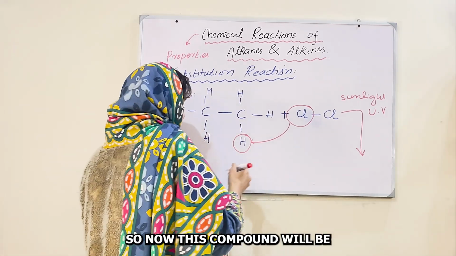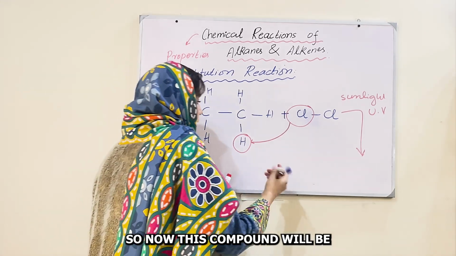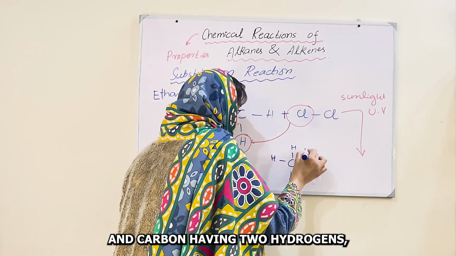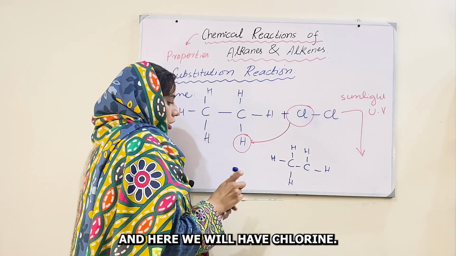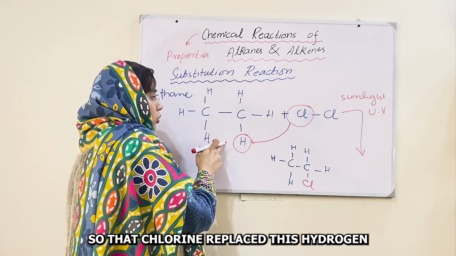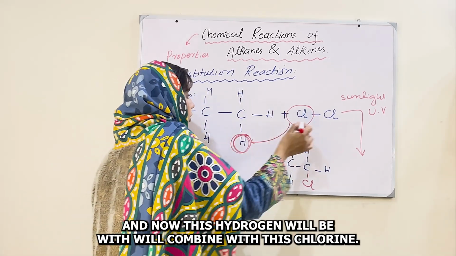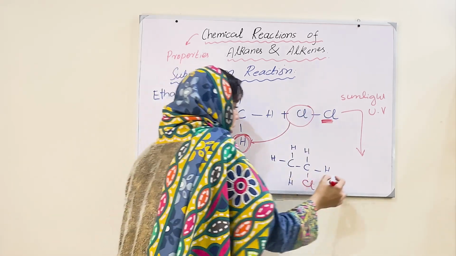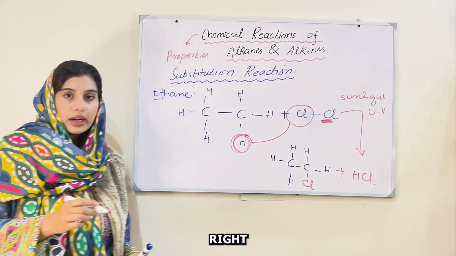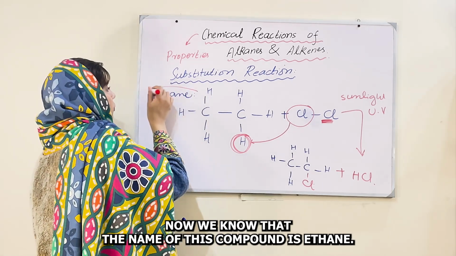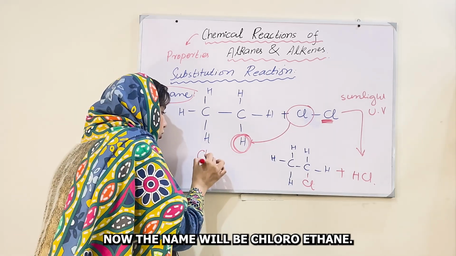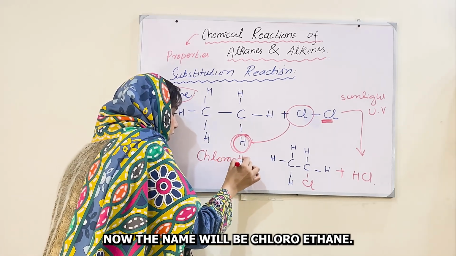So now this compound will be carbon having 3 hydrogens, another carbon having 2 hydrogens, and here we will have chlorine. So that chlorine replaced this hydrogen, and now this hydrogen will combine with this chlorine. So the product will be this compound and HCl, right? Now we know that the name of this compound is ethane. Now chlorine has been added into it. Now the name will be chloroethane.